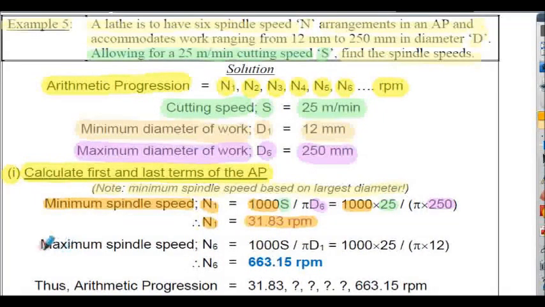If we now consider the maximum spindle speed, I've labelled that as N6 here, using the same equation, but this time dividing by pi D1, D1 being the minimum diameter of the work. So we're dividing by pi multiplied by 12 millimeters here. So N6 evaluates to 663.15 RPM. So our arithmetic progression, in this case, as we know, has 6 terms. The first term is going to be 31.83 RPM, and the sixth, or the last term, is 663.15 RPM.